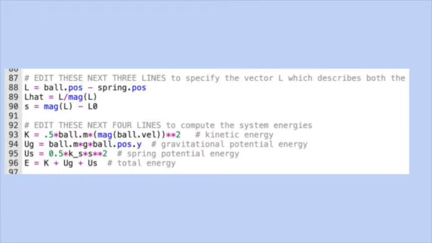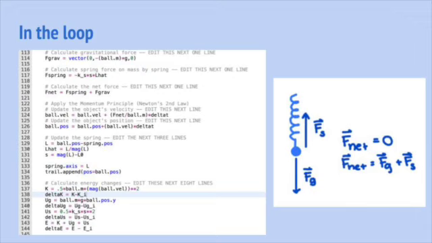Here we set our L vector, our L hat, and our S. And then we set our energies. We know these as shown before. In the calculation loop, we're going to find our F of gravity, our F spring, F net, and then we use the F net to calculate the ball velocity and update the position.